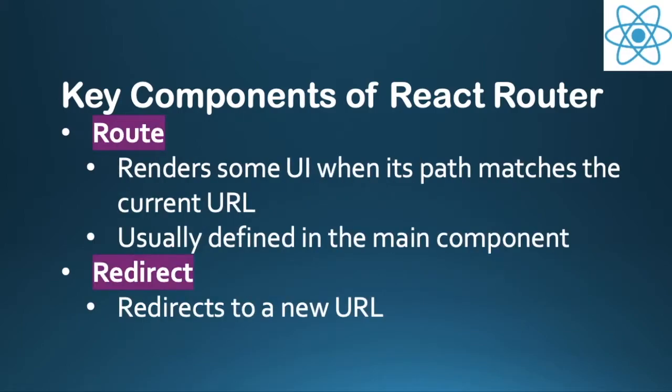Then there is Route. Route renders some UI when its path matches the current URL. Route is used to define, depending upon the URL, which component needs to be rendered, and it is usually defined in the main component of the application. Redirect, as the name suggests, redirects from a URL to a new URL. So it is used for redirection.